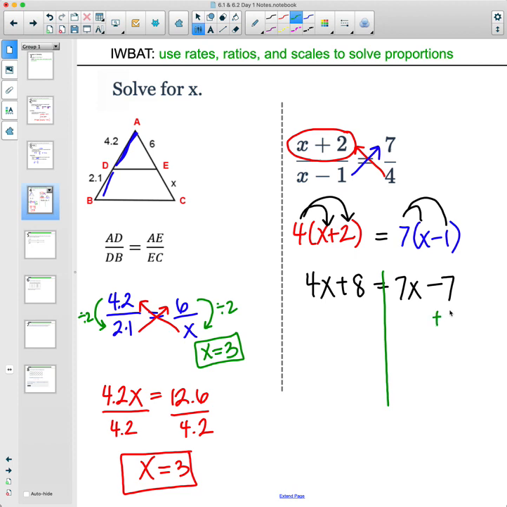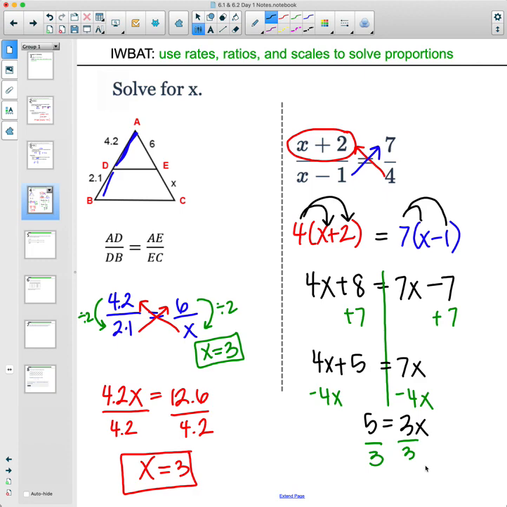We can add 7 to both sides here so that we end up with 4x plus 15 equals 7x. Get those x's together by subtracting 4x from both sides. Then we get 5 equals 3x. Get x by itself by dividing by 3, and we end up with x equals 5/3.